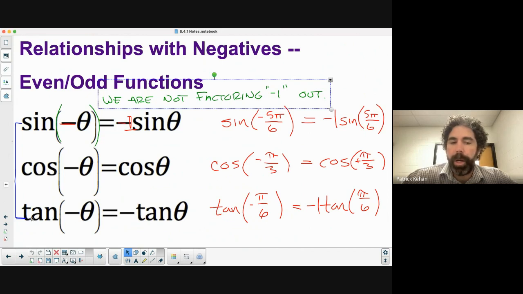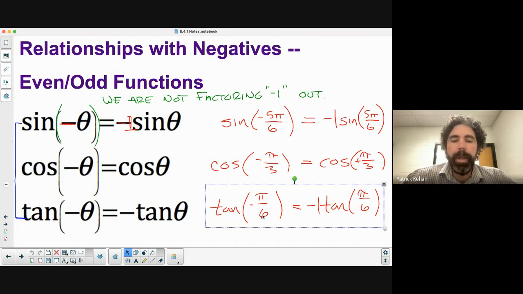Tangent is the same way, right? So the tangent of a negative angle contains the same value as -1 times tangent of that positive angle, and you can see that here. Cosine's a little different. Cosine is considered an even function, so cosine of a negative angle is equal to cosine of the positive angle, right? They have the same value regardless whether the angle is negative or positive, as long as the angles are opposite. So cosine of -pi over 3 is equal to cosine of positive pi over 3 here.